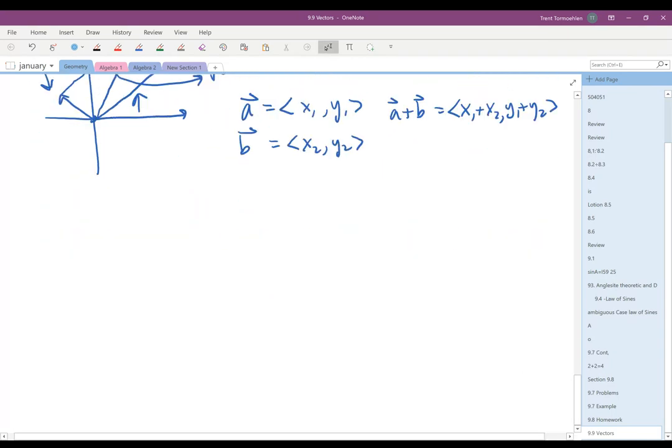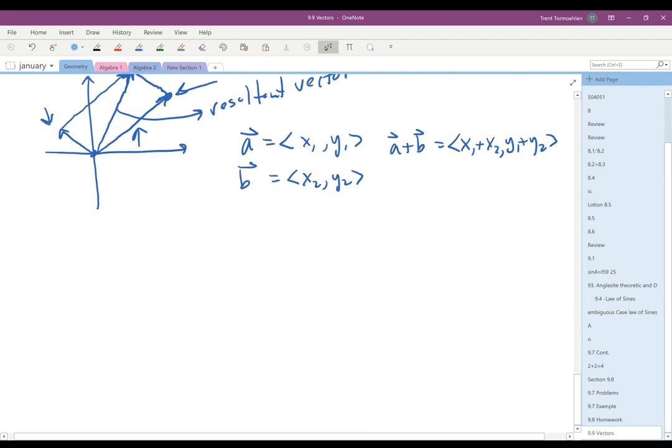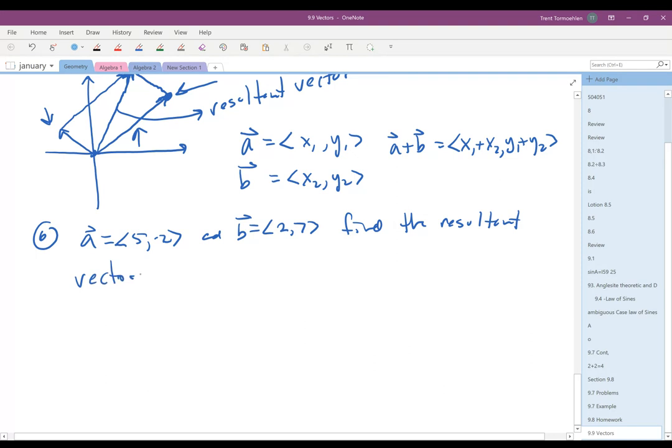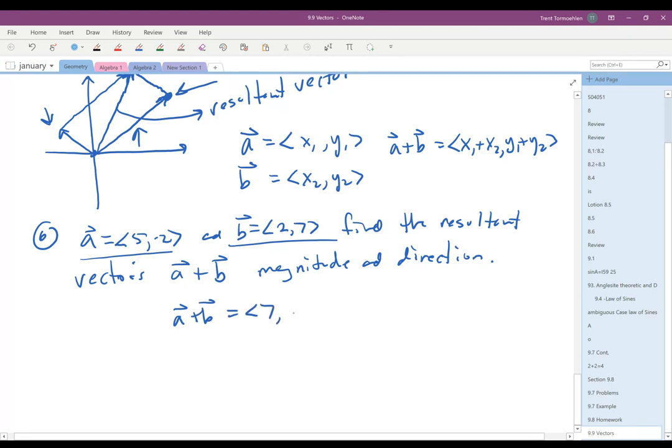So if I say, as an example, that A is 5, -2, and B is 2, 7, and I say find the resultant vector A plus B, magnitude and direction. Well, I don't find the magnitude and direction of these two coordinates separately. What I do is I first add them together, and so A plus B, we add those together, and we get 7, 5.